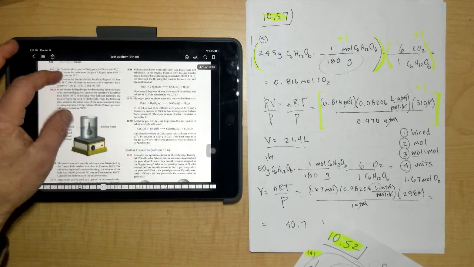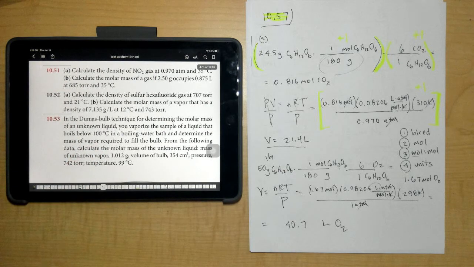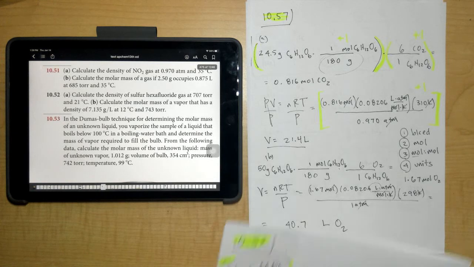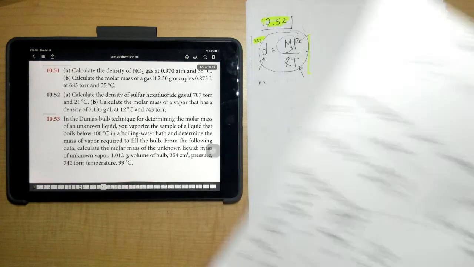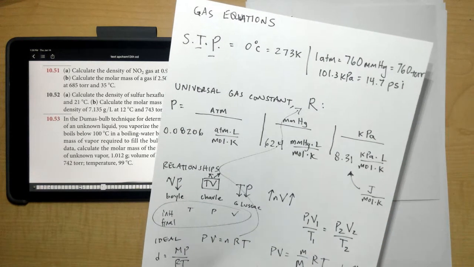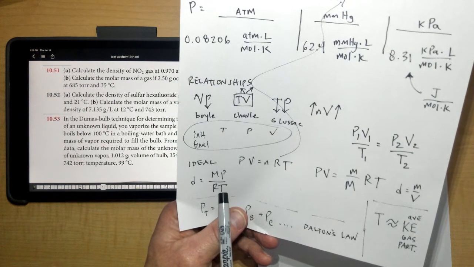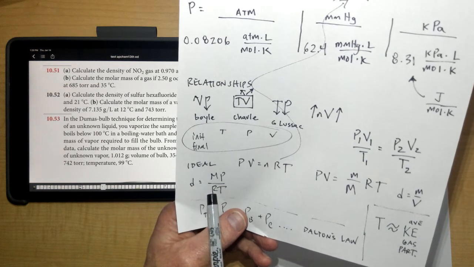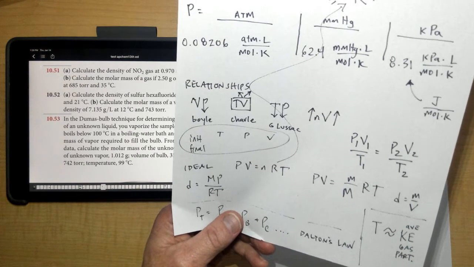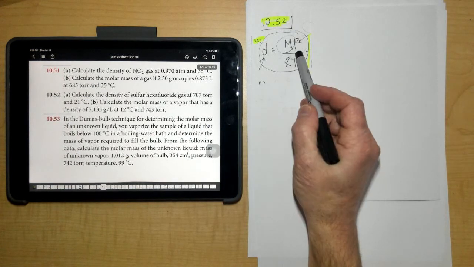The next one is number 52. 52 says calculate the density of sulfur hexafluoride gas at 707 torr. So to find the density of a gas, you need to remember your density equation for a gas. And if you have one of these gas equation cheat sheets that you wrote down from class the other day, you can find density is equal to MP over RT. So M is molar mass, P is pressure, R is the universal gas constant, and T is temperature. MP over RT. So here's my equation right here.